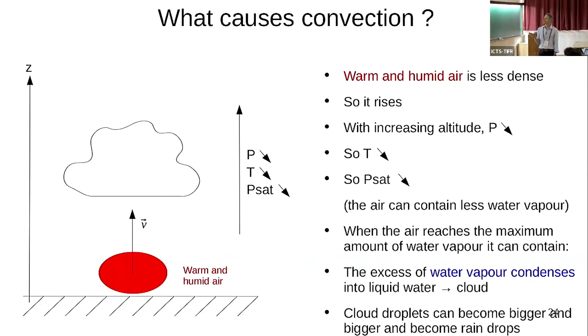At some point we reach saturation, where the air reaches the maximum amount of water vapor it can contain. You have the cloud base there. And then the excess of water vapor will condense. This is a fairly simple thing; you can explain it with simple ideas. There's an interesting thing: the cloud droplets can become bigger and eventually become raindrops. So what do you think is a cloud droplet and what do you think is a raindrop? What's the difference between these two?